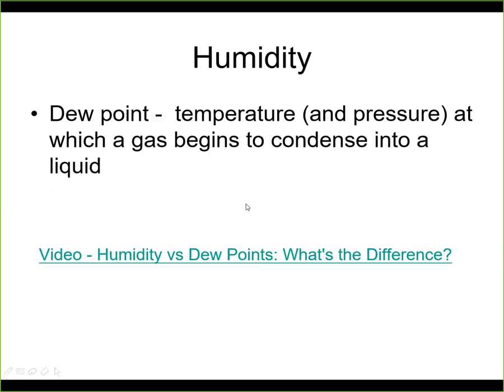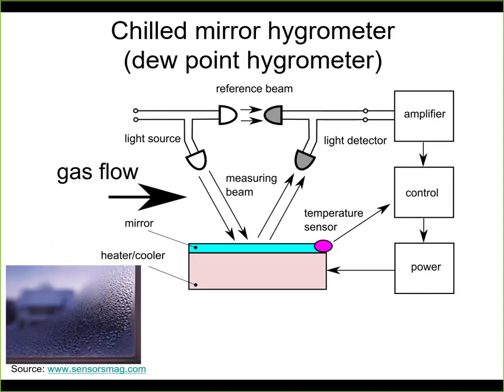We will also see that some of the hygrometers work with the dew point, and the dew point is the temperature and pressure at which the gas begins to condense into a liquid, and that will be the very first humidity sensor that I will show you. So let's take a look at this chilled mirror hygrometer, as it's called.